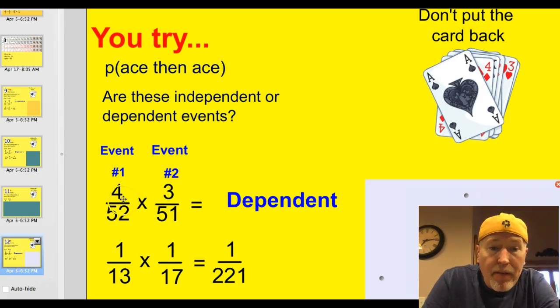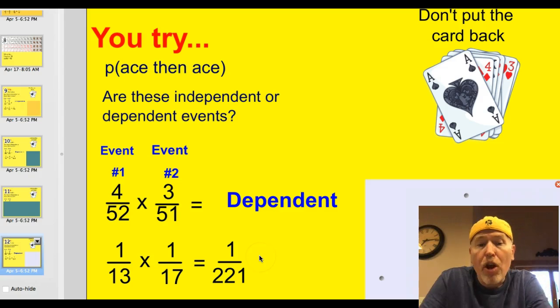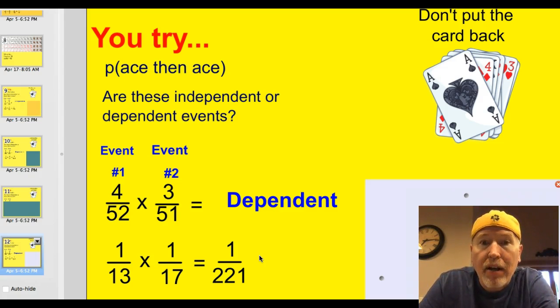I can simplify 4/52 down to 1/13. 3/51 is simplified into 1/17. Multiply them together. You got 1 out of 221. That's your probability of pulling an ace and then an ace without putting the card back.